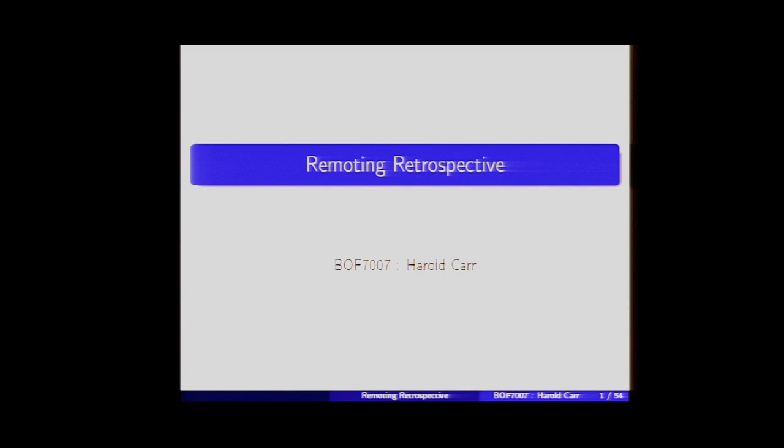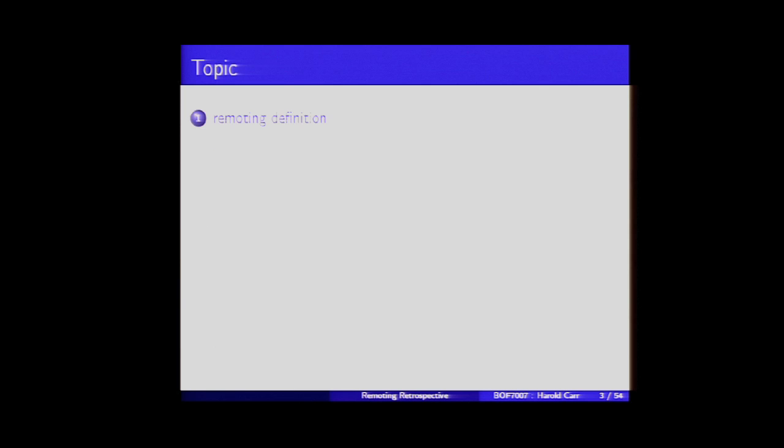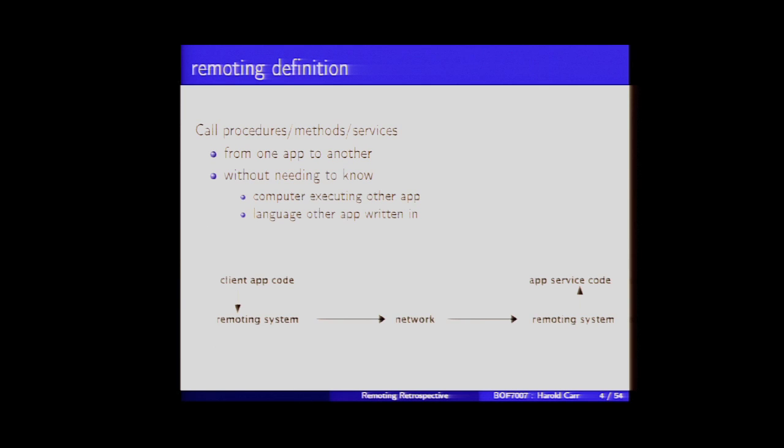So this is BOF 7007, in case you needed to know that. And my name is Harold Carr. So we're going to talk about remoting systems. And so let's start off with what is a remoting system?